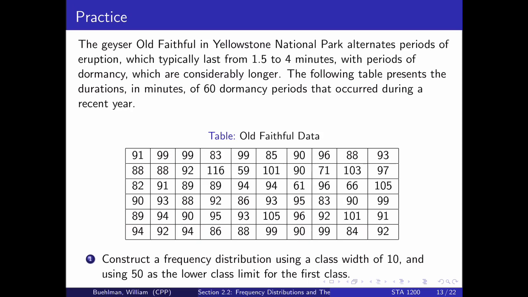The following table presents the duration in minutes of 60 dormancy periods that occurred in a recent year. So what I want you to do is to construct a frequency distribution using a class width of 10. I'm giving you the class width that I want, and using 50 as the lower class limit for the first class. So your class width is 10, and your first class is going to have a lower limit of 50. Your job is going to be to fill in the rest of the table and fill in the frequencies.